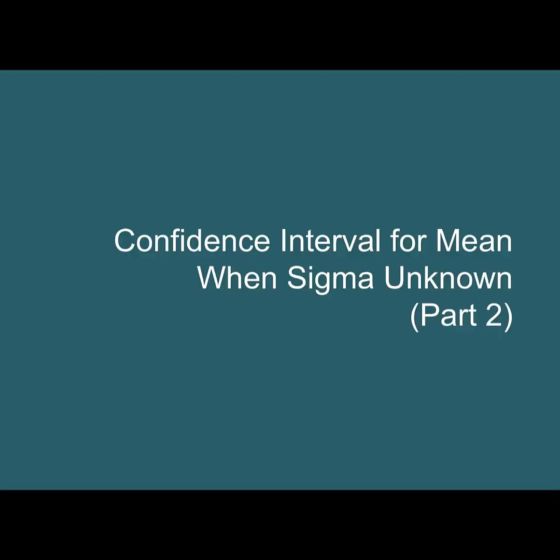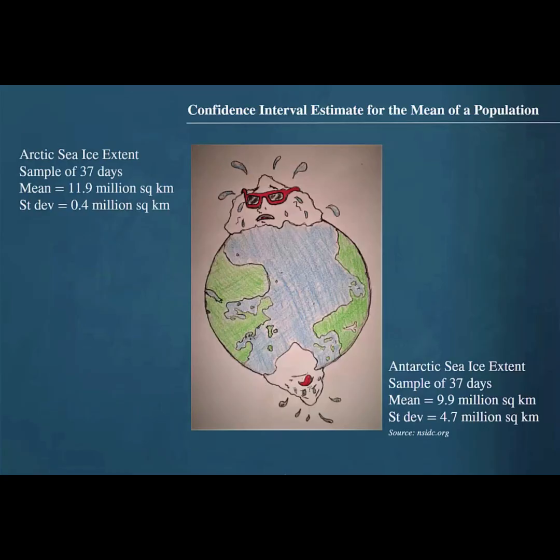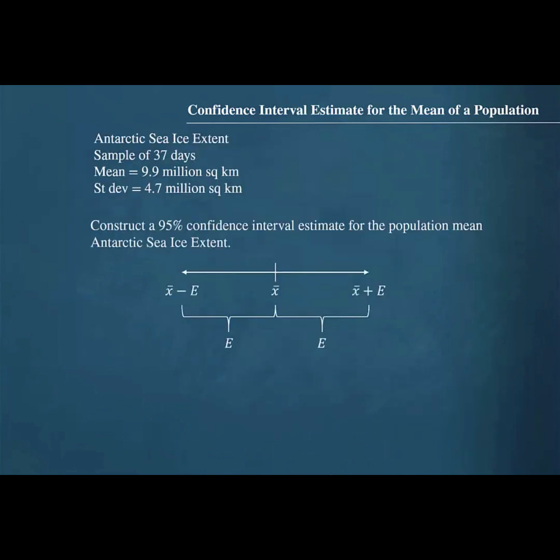Confidence interval for mean when sigma is unknown, part 2. The Antarctic sea ice extent was measured for a sample of 37 days also. The mean was 9.9 million square kilometers, and the standard deviation was 4.7 million square kilometers.